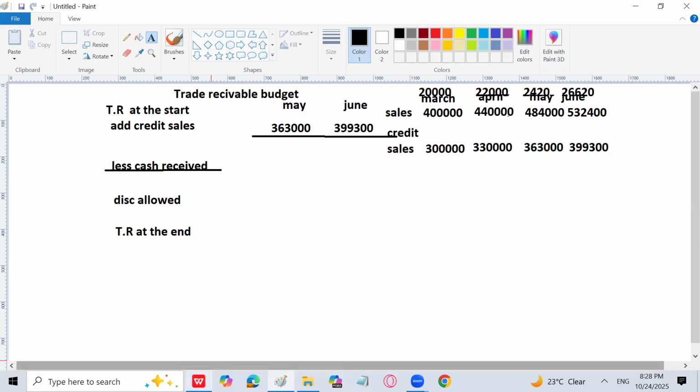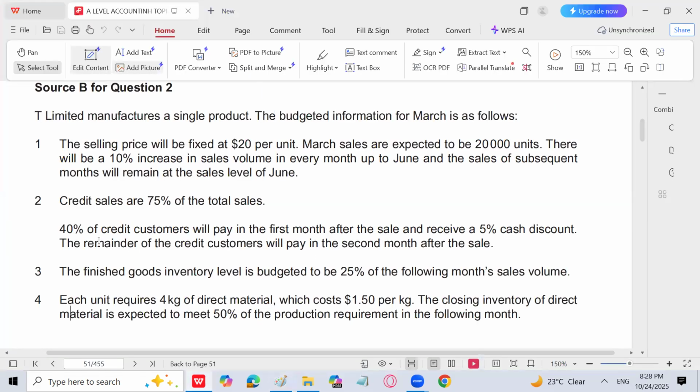So let's see now. It is stated that 40% of the customers will pay in the first month after the sale and receive a 5% cash discount, and the remainder of the credit customers will pay in the second month after sale. It means that 40% are paying the next month, and the remainder is going to pay in the second month. I repeat again, whatever be the sales, 40% of the customers are paying in the next month, meaning 1 month after sale. And the other 60% are going to pay in the second month after sale.